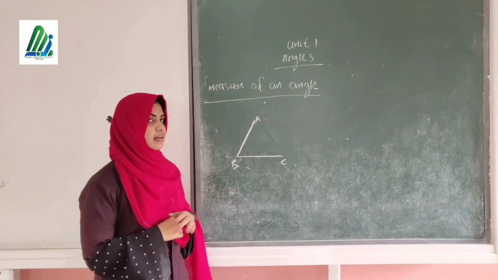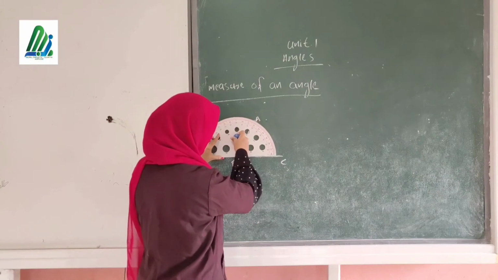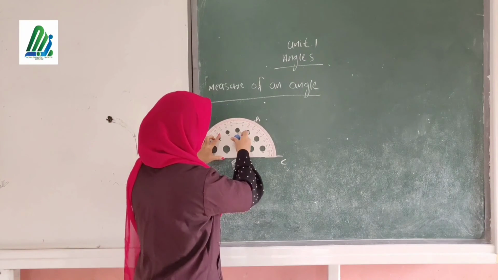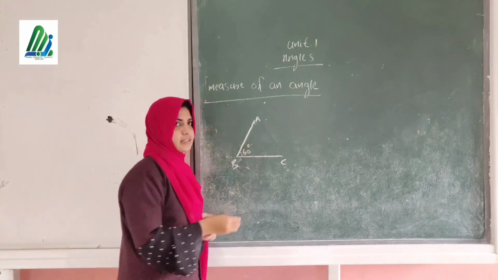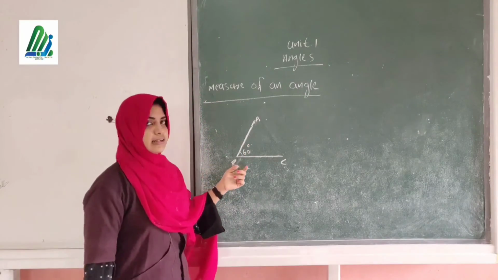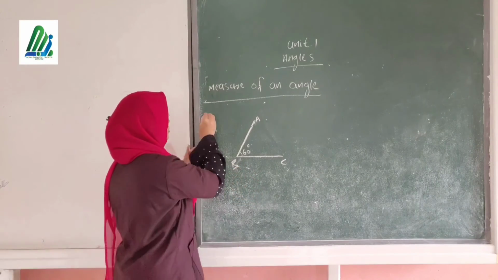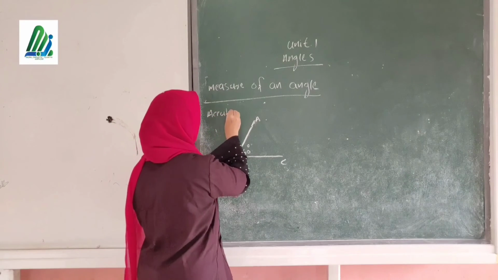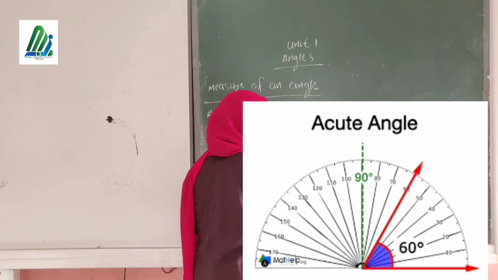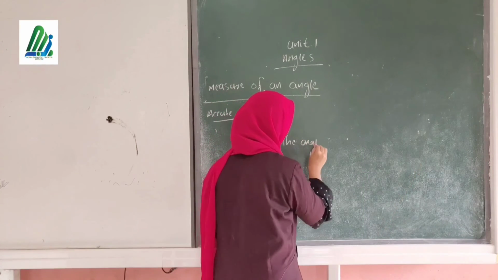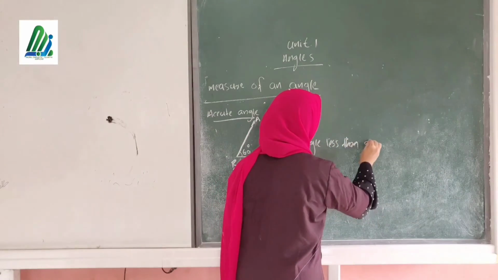we want to measure this angle also using this protractor. When we measure this angle using our protractor, we get 60 degrees. So here this angle is less than 90 degrees. So we call this type of angle an acute angle, the angle less than 90 degrees.